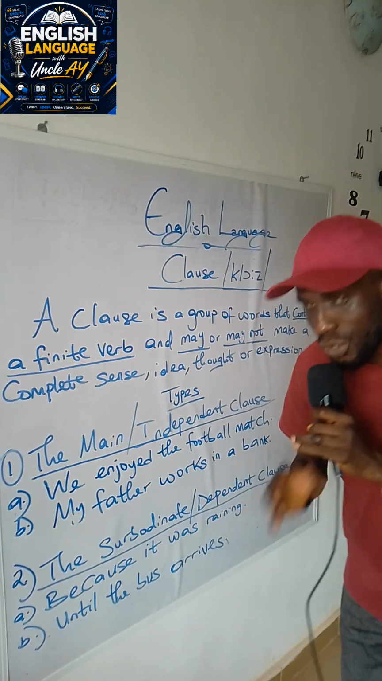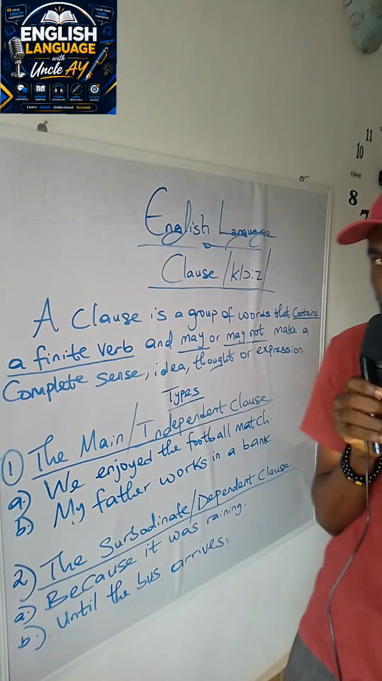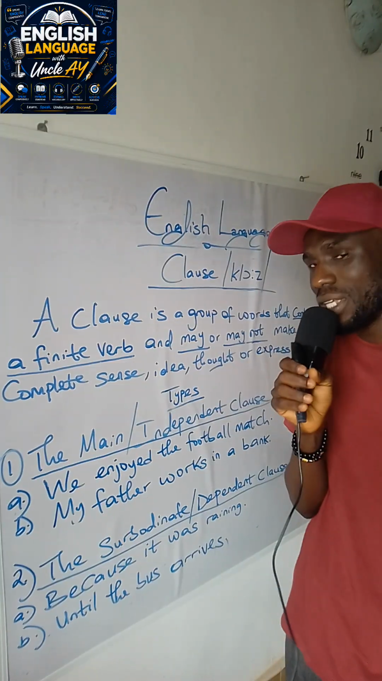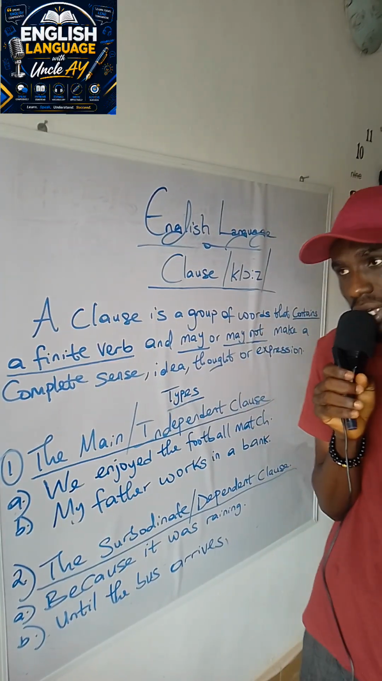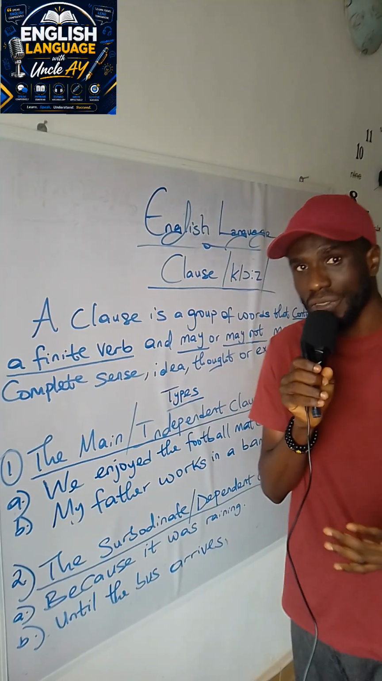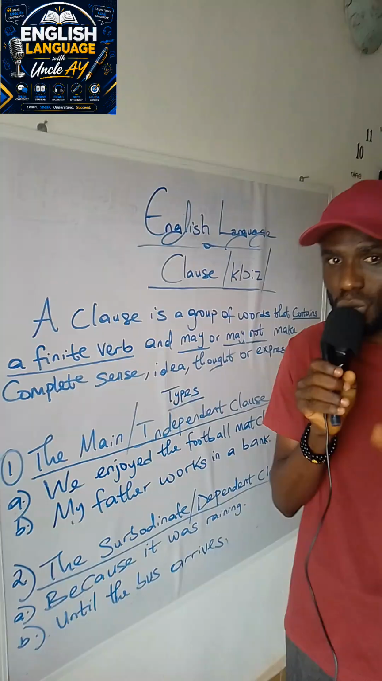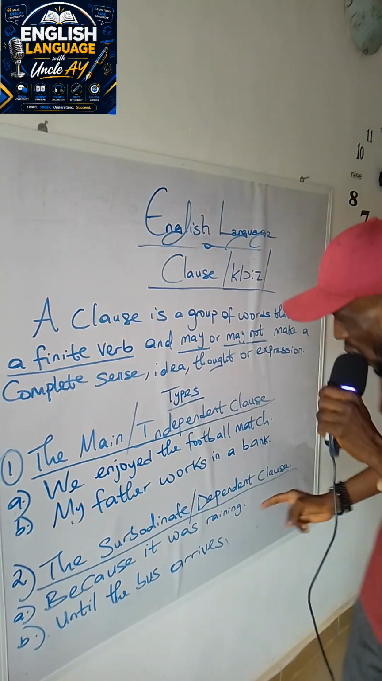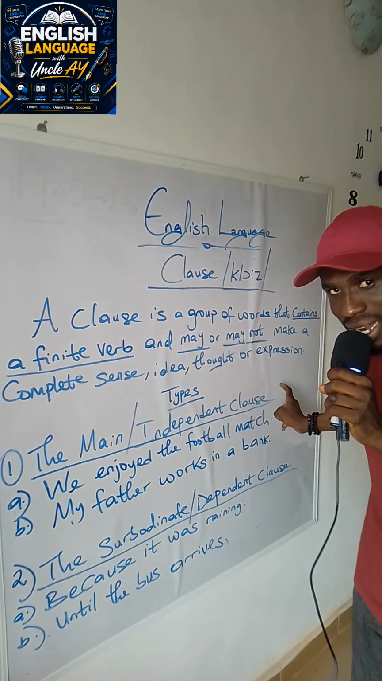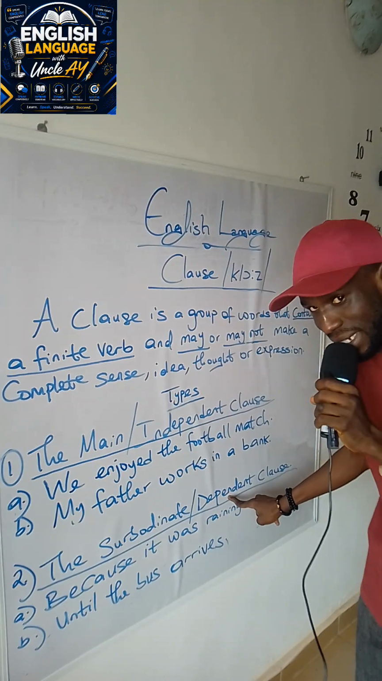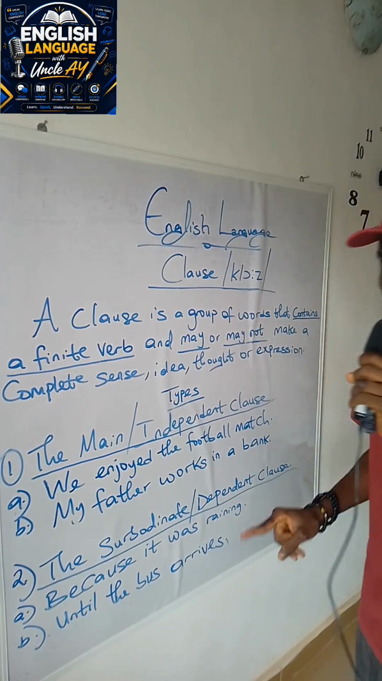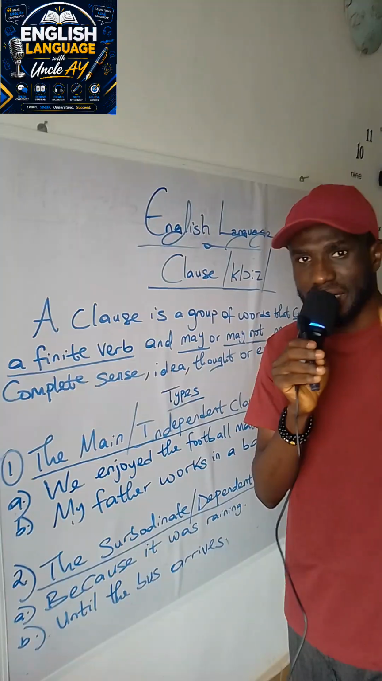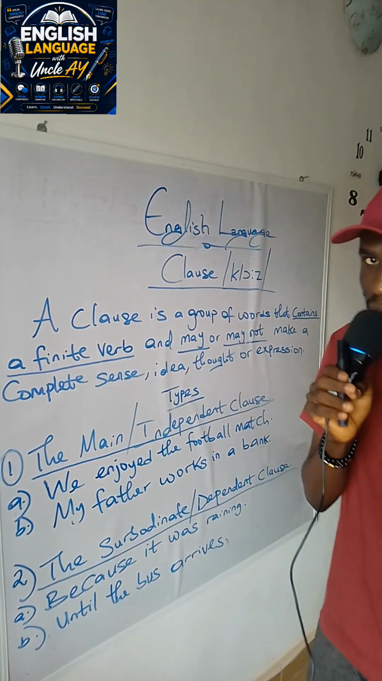So now let's go over to number 2, which is the subordinate or the dependent clause. So what is a subordinate or dependent clause? A subordinate or dependent clause is a clause that cannot stand on its own despite the fact that it possesses a finite verb. So it has to come back to rely, or just like the word says, depend on the independent clause to make a comprehensible expression or statement as such.